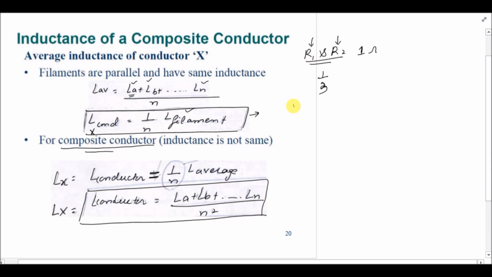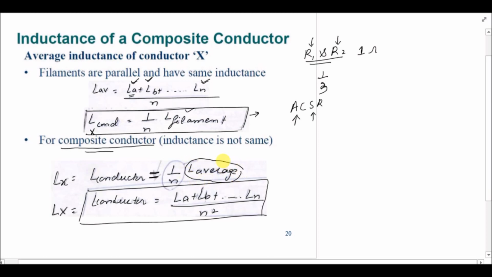Like for ACSR, the current flowing in the aluminium conductors and the current flowing in the steel conductor will be different. So we cannot say that the inductance for all the filaments will be the same, because they have different currents flowing through them, so they will have different inductances, and also different resistances. So what we do is find the inductances individually for all the different filaments, and then we find the average of that.